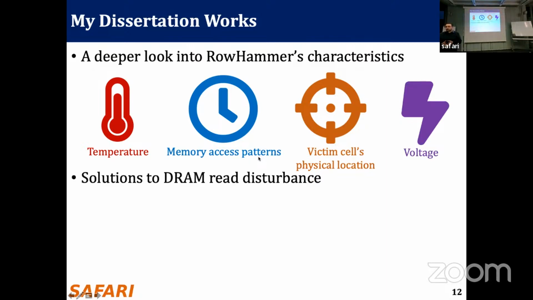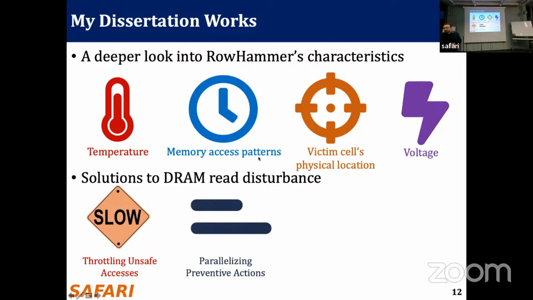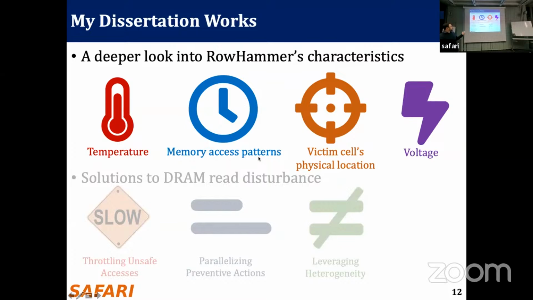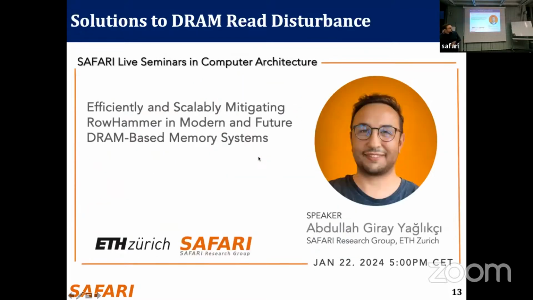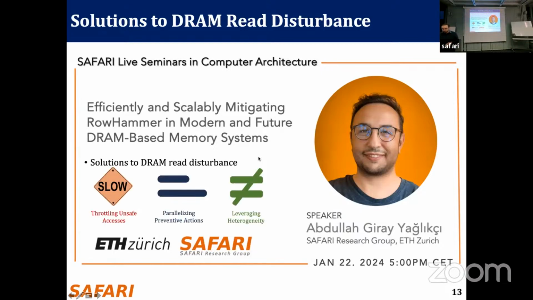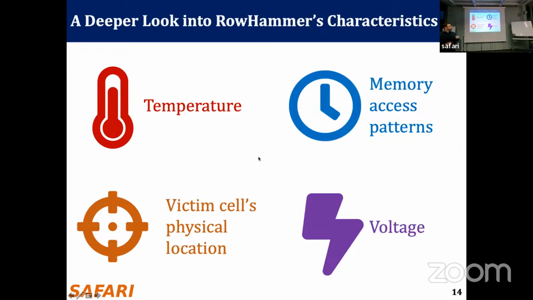We also studied how we can solve this DRAM read disturbance, and we proposed mechanisms that throttle unsafe accesses, parallelize some preventive actions so that they come at lower cost, and leverage the heterogeneity in the chip so that we can perform these solutions in a more efficient way. But this is not the focus of today's talk, as I said earlier. This is just an advertisement of the other talk where we will look into these solutions. Okay, so this is my outline today. We will look at every single one of these: temperature, memory access patterns, victim cells' physical location, and voltage.